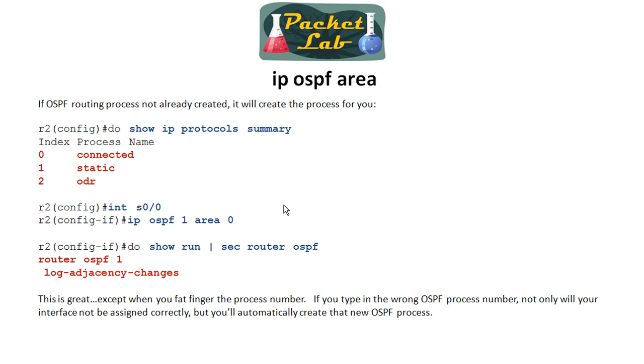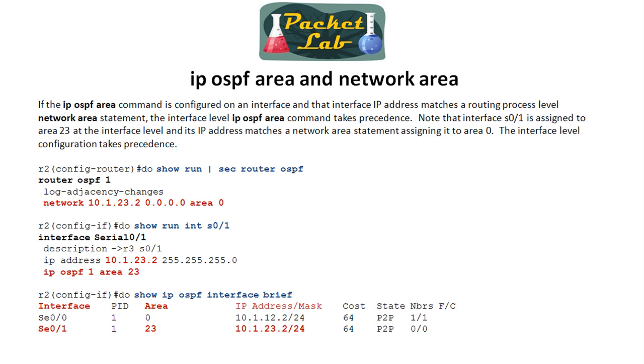This can really screw you up in production and in a lab, especially if you're sitting in the CCIE lab and you fat finger. You could have a whole lot of troubleshooting trying to track this down. So again, for the last time, I'll emphasize that you do want to make sure that you get this process correct. Okay, and as I said, you can run both the interface level IP OSPF area command and the routing process level network area command at the same time on the same device.